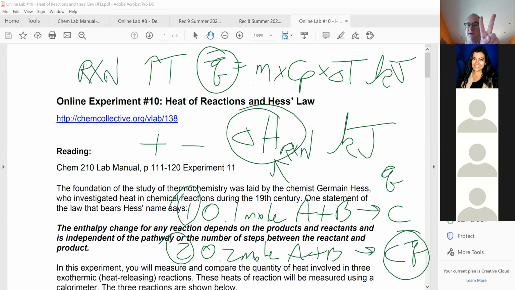The second value of Q is going to be twice as much as the first value of Q. But the delta H reaction is going to be identical. How is that possible?